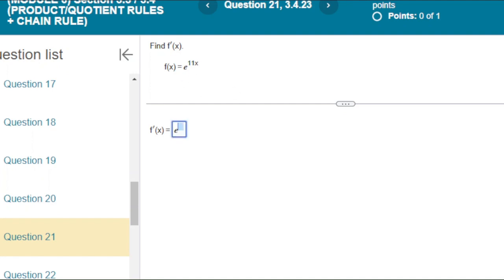But again, we're not going to put x, though. We're going to put our inside function. And then we're going to multiply by the derivative of the inside function, which is just 11. So the derivative of e to the 11x will be e to the 11x times the derivative of 11x, which is just 11. Okay, so anytime you have e to the something, the derivative is going to end up being e to the something, but then times the derivative of the something.